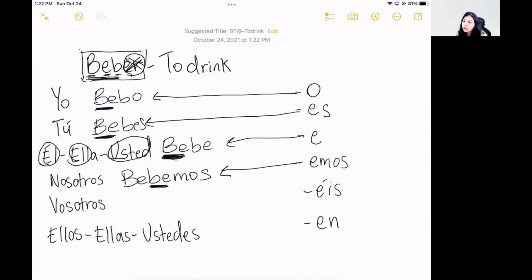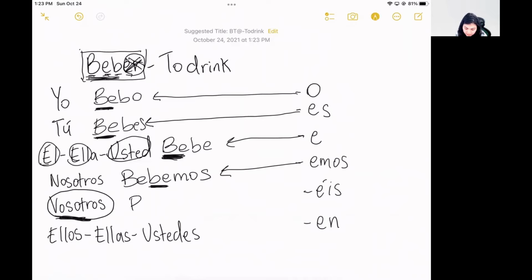Next is vosotros, you all. You know that this is used mostly in parts of Spain, not in Latin America. So if you're trying to learn Spanish from Spain, if you're going to be traveling to Spain or living in Spain, you want to make sure you know how to conjugate with vosotros.